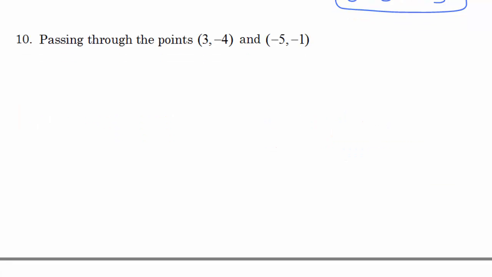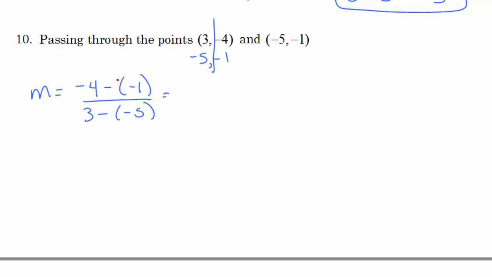Let's practice a few more. So again, I'm going to line up my x's and y's. So I need to find my slope. And you just need to be really careful about all those negatives. So again, I'm going to make those double negatives positive. And I have -3 over +8. There's my slope.